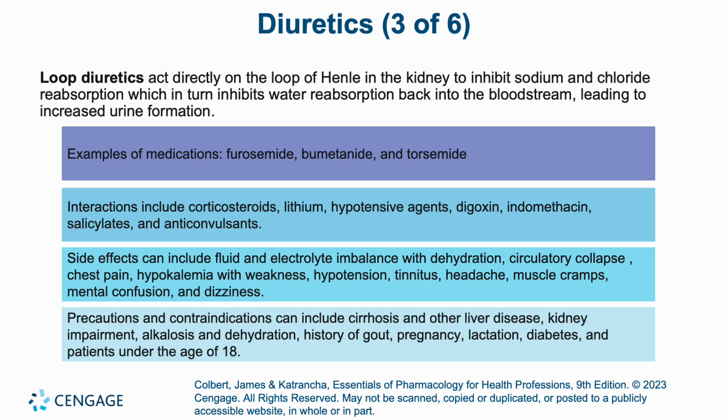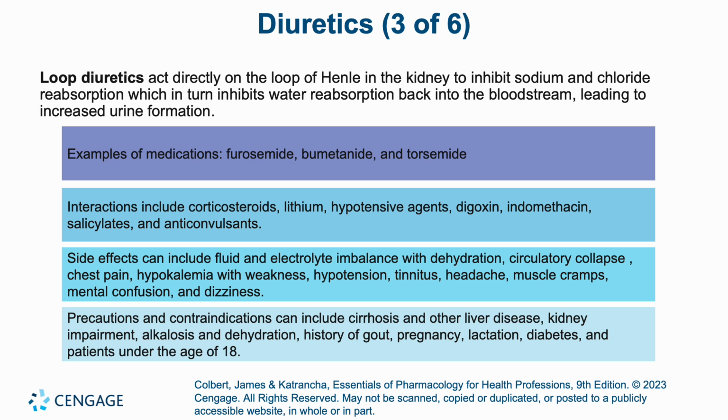The next category is loop diuretics, and loop diuretics act directly on the loop of Henle in the kidney to inhibit sodium and chloride reabsorption, which in turn inhibits water reabsorption back into the bloodstream. So I want you to think of water as always following sodium, because it has this osmotic gradient where sodium kind of pulls the water towards itself. If we inhibit sodium and chloride from going back into the bloodstream, then the water will not follow, and that will lead to increased urine formation and excretion of urine.